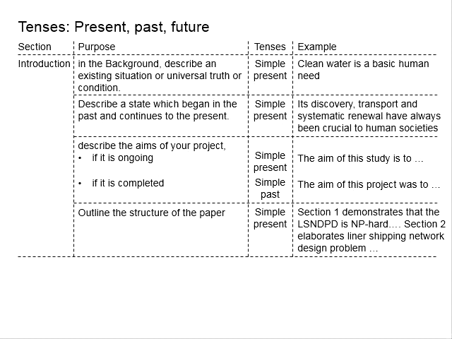And next, if you are to describe the aim of your project, if the project is still currently ongoing, you may use the simple present tense. And if your project has already completed, you can use the simple past tense. These are the example sentences. The aim of this study is to. The aim of this project was to. It is very much dependent on whether your project has already completed.